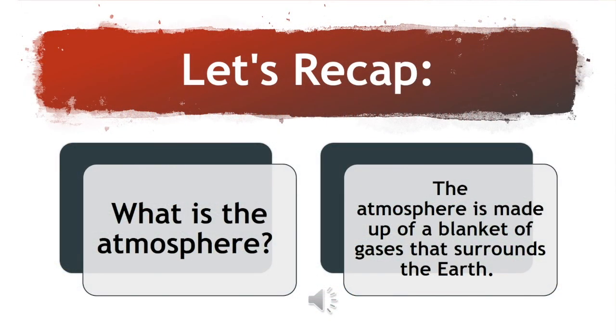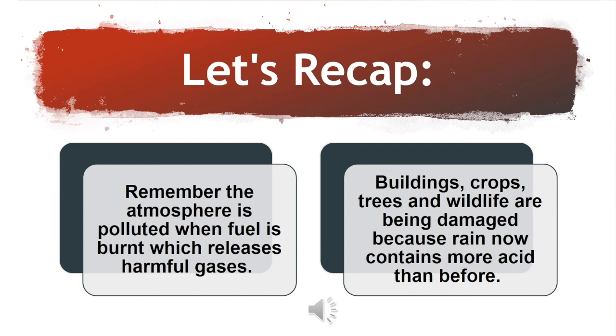All right, students, let's recap. We can read these together. What is the atmosphere? The atmosphere is made up of a blanket of gases that surrounds the Earth. Remember, the atmosphere is polluted when fuel is burnt, which releases harmful gases. Buildings, crops, trees, and wildlife are being damaged because rain now contains more acid than before.